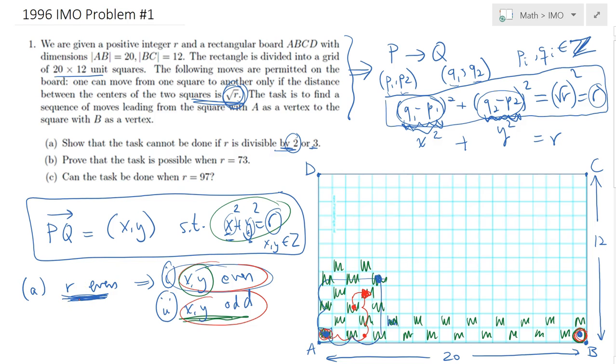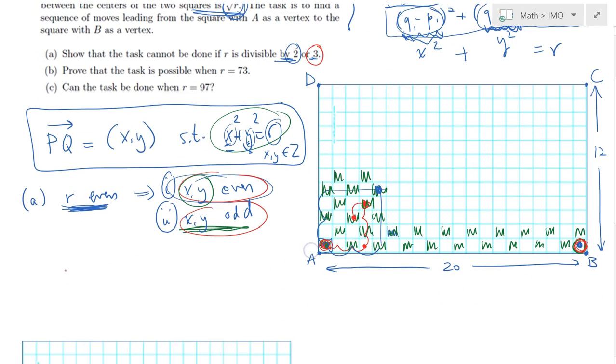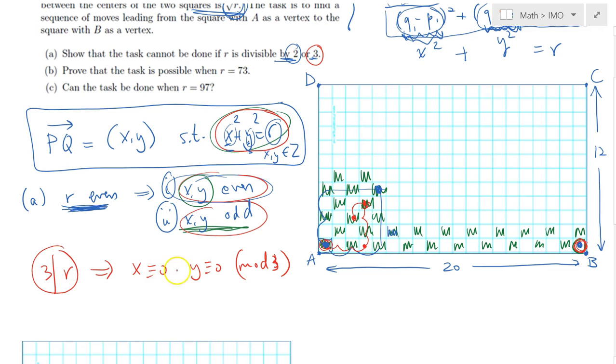So when R is even, that is impossible. What happens if it is divisible by 3? If R is divisible by 3, then the equation here would imply immediately that X is congruent to 0, and also Y is congruent to 0, so they are both congruent to 0 in mod 3. The reason is that if X or Y is congruent to 1 or 2, when you square them, it will give you 1 in mod 3. You square the other one, 1 in mod 3.